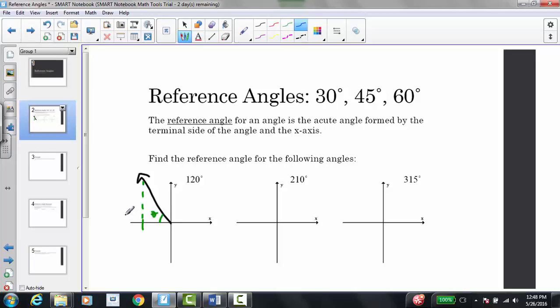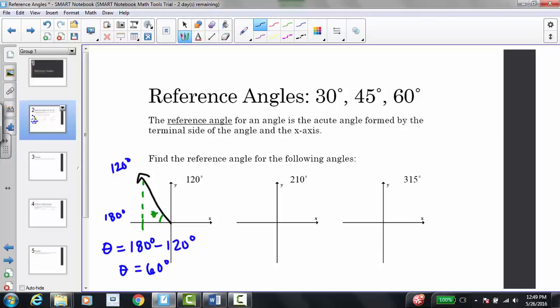So now, as you can see by my picture, our angle theta is between 180 degrees and 120 degrees. So in order to figure out what theta is, I can simply say theta equals 180 degrees minus 120 degrees. And that gives me theta equals 60 degrees. So my reference angle for 120 degrees is 60 degrees.